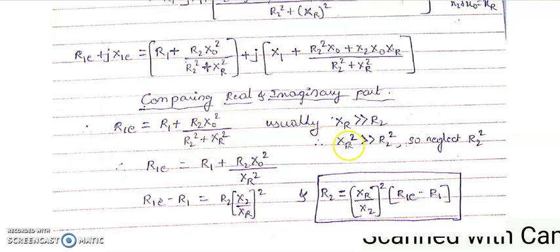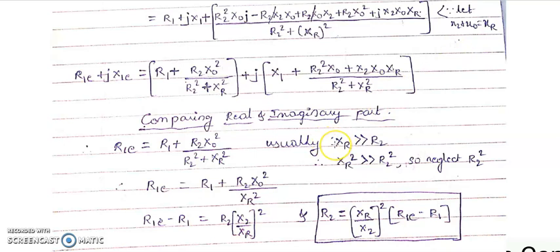So one thing you should need to know is XR is what? X2 plus X0, yes or not? XR is equal to X2 plus X0. Okay, so what happens usually, the summation of X2 plus X0 will be obviously greater than R2. True or not? Then again if I do square of them, furthermore it will be greater than R2 square. So what I'm going to do is neglect all R2 square terms in this.